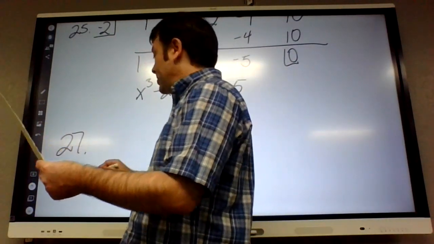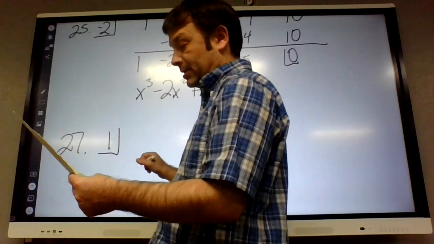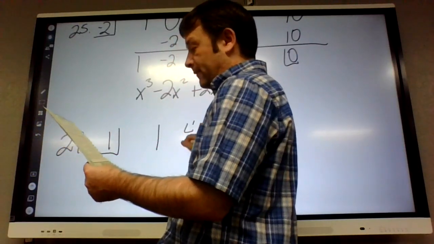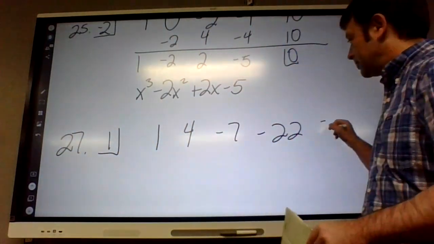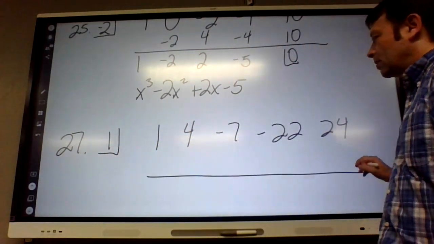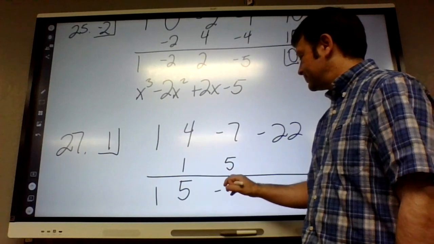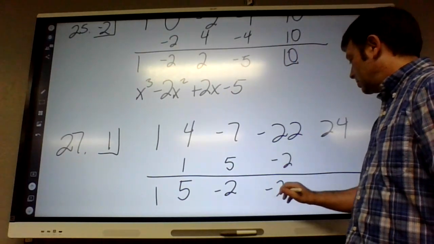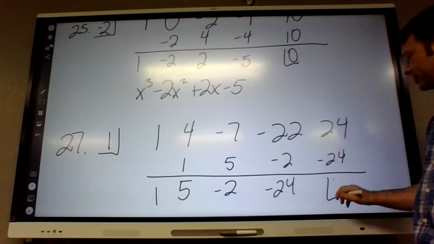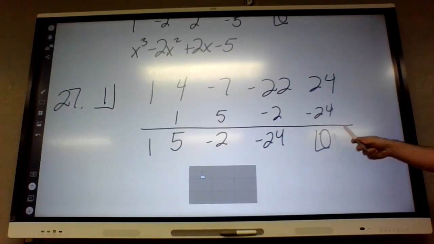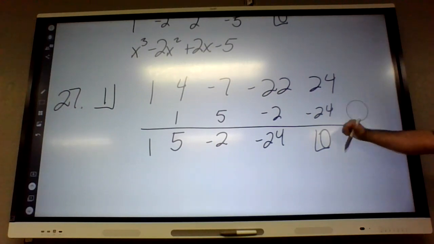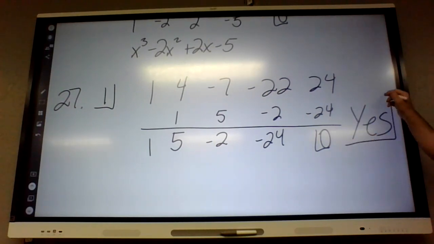So I'm dividing by x minus 1, so I'm going to put positive 1 in the box. And all these numbers: 1, 4, negative 7, 24. Okay, add down. Putting 1 in the box kind of makes it easy. You guys notice that? Because when you multiply by 1, it doesn't really do anything. Alright, the remainder is 0, so what am I going to write? Yes, it is a factor. That's the answer. You don't need to know a theorem, they're just asking what the remainder is.